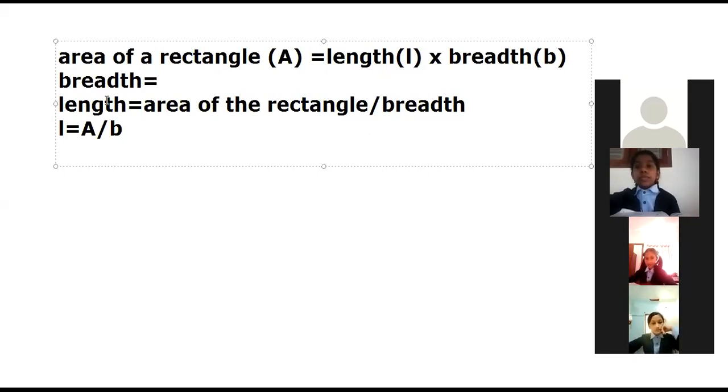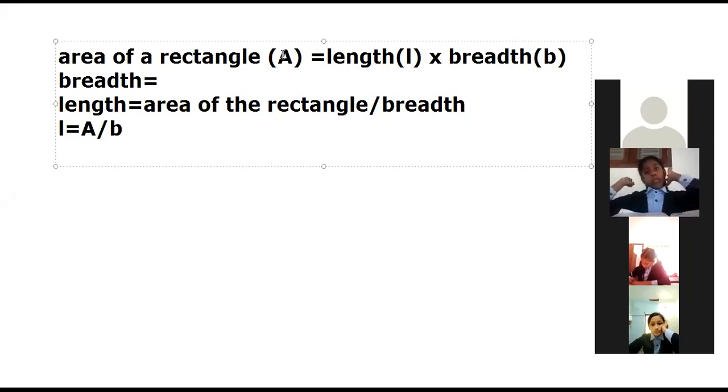See, area of a rectangle is equal to length into breadth. Here we have to find the breadth, so keep breadth on the right side of the equation. Breadth is multiplied by length, so take length to the other side of the equation.